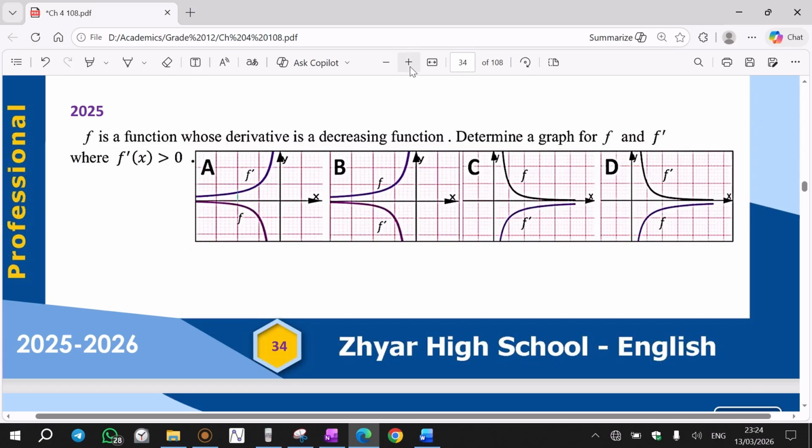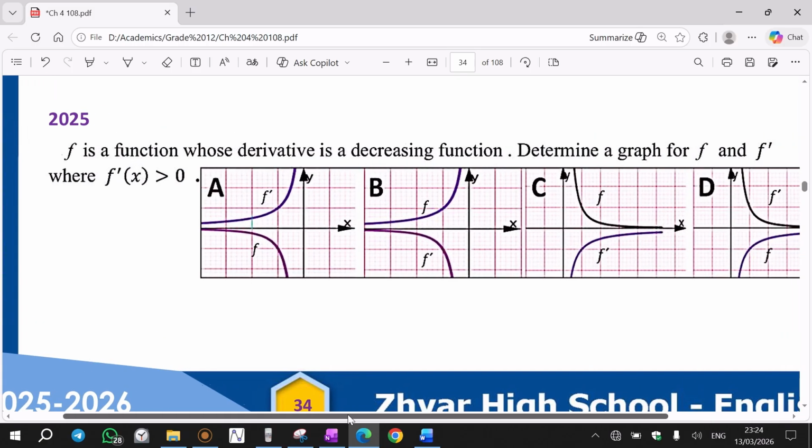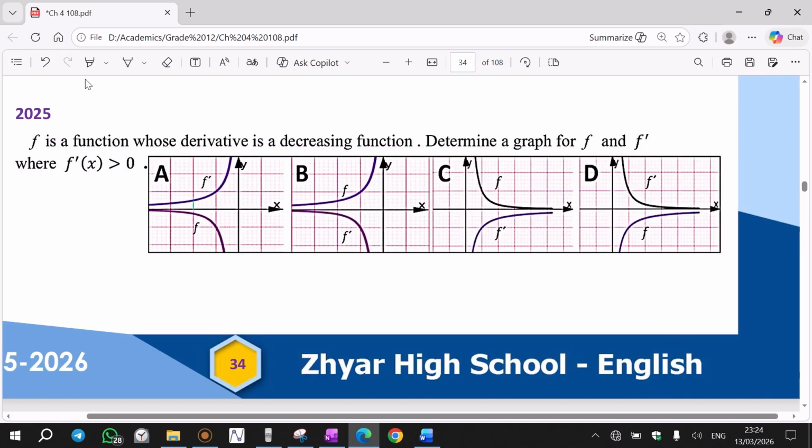In 2025, this question came back in Wazari. Let's find the right answer. It says, f is a function whose derivative is decreasing. Full stop. If f prime is decreasing, what can I tell? I can tell f double prime is negative and f is convex.